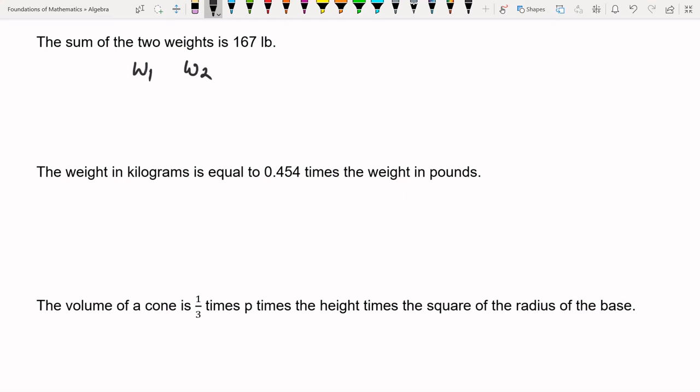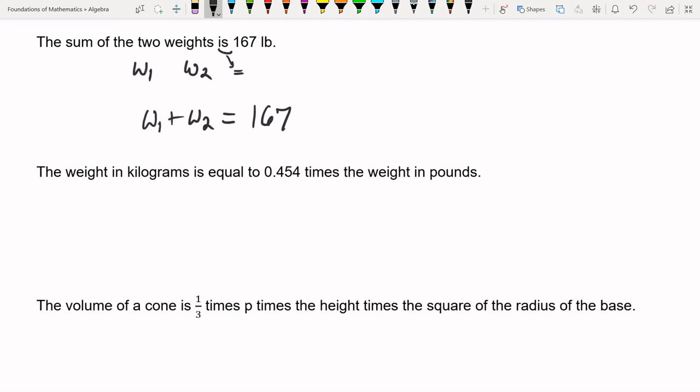Anything really works. And we know that the sum of these two weights is 167 pounds. Well, "is" typically means the equal sign, so this is 167 pounds. We can't solve this for anything because we don't know what one of the weights is. We'd have to know something else. This is an equation with two variables, and you cannot solve a single equation with two variables because you don't have enough information to solve it.